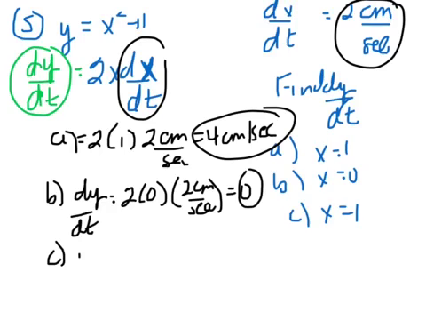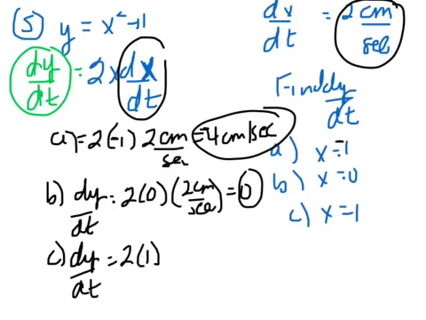And then for the C part, dy/dt is 2 times x, but x is 1 this time. Or wait, there's supposed to be a negative 1 in there. Oh, for A, it was negative 1, wasn't it? So this would be negative 4 centimeters per second. Now it's positive 1. I just probably didn't catch it. I wrote it down there.